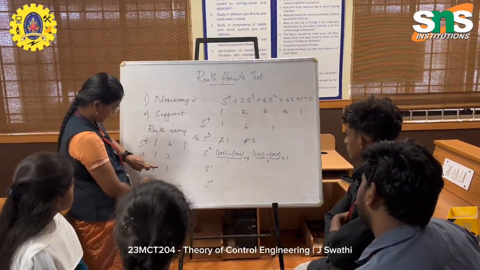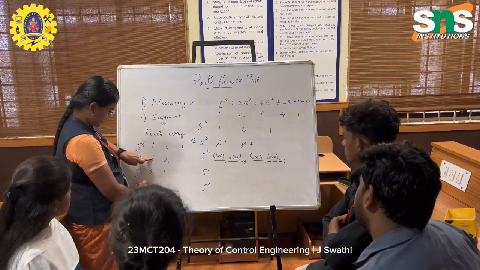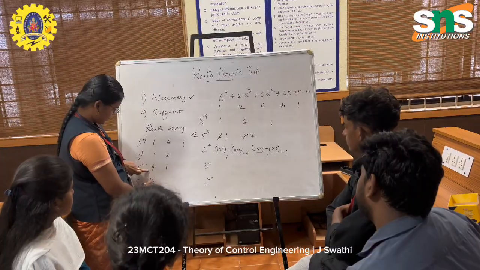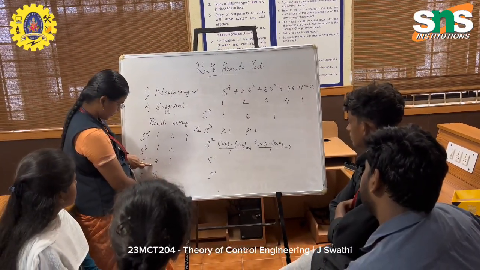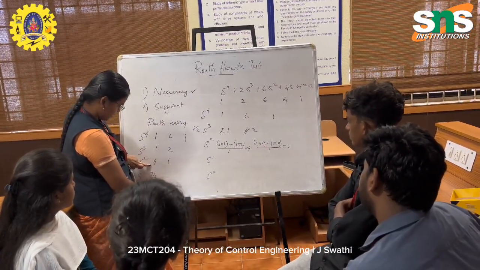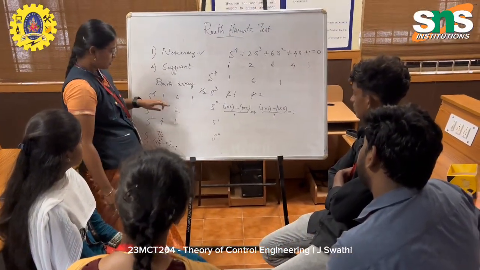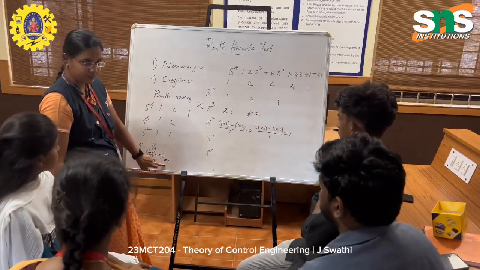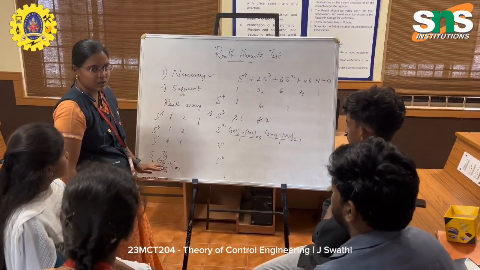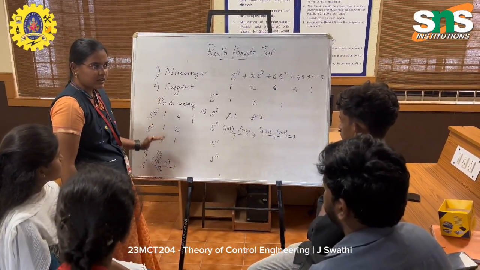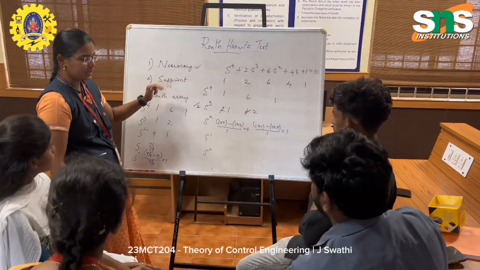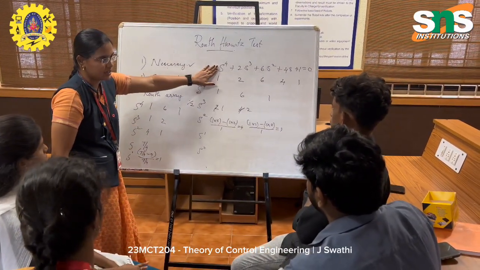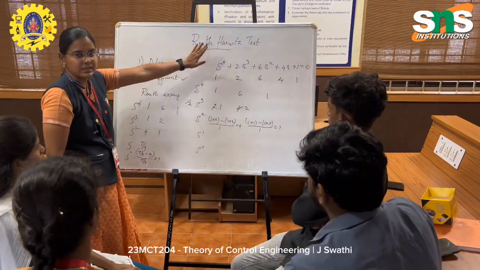So 4 times 2 is 8, minus 1, that will be 7, so 7 by 4. Now check for S0 also. 7 by 4 into 1, minus 4 into 0, divided by 7 by 4, that will be 1. So let me check. The first column values are 1, 1, 4, 7 by 4, 1. All the values in my first column are positive, so all are the same sign. Does it satisfy my second condition? Yes, it satisfies my second condition. So the given characteristic equation of this control system is said to be stable.